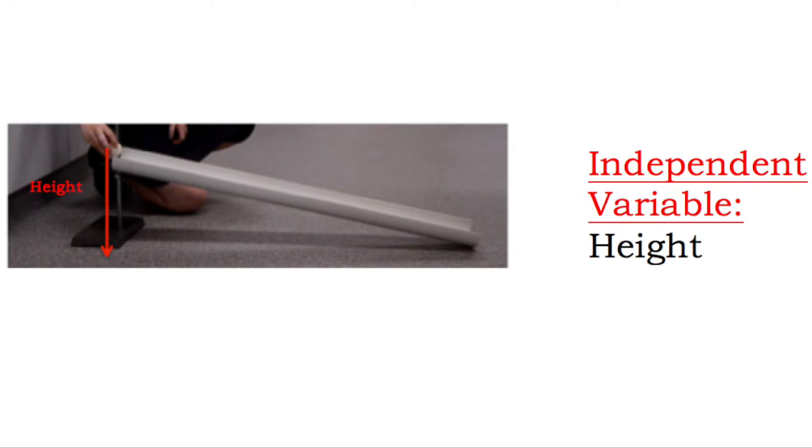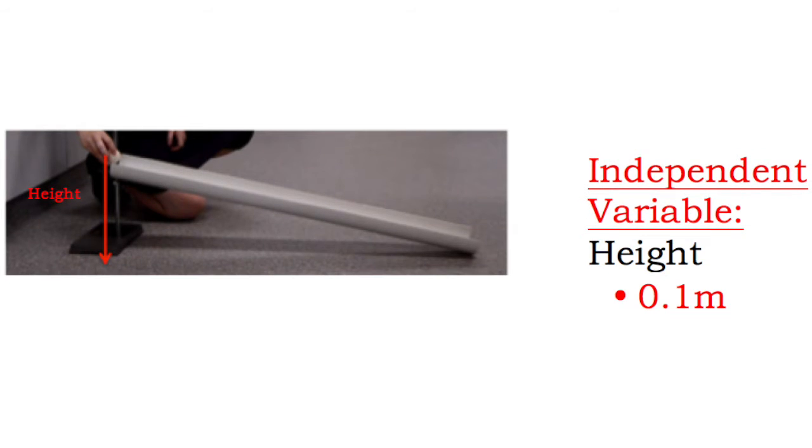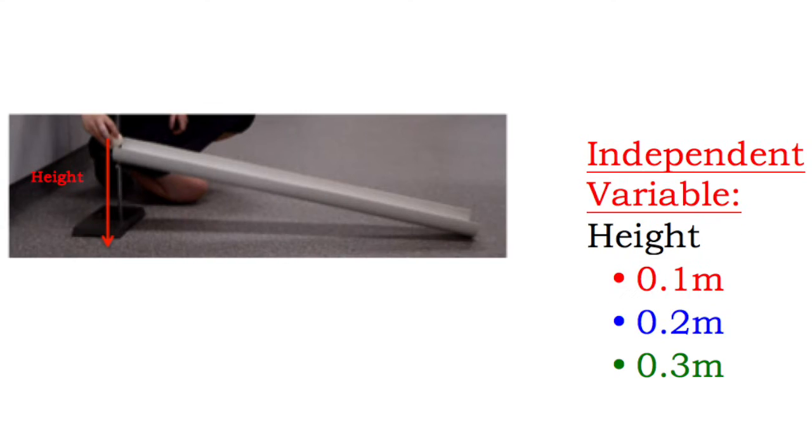To ensure validity, we identified the independent variable as the height of the pipe, as we changed it from 0.1 meters to 0.2 meters to 0.3 meters. This was because the aim of the experiment was to investigate the effect on time, the dependent variable, as the height of the pipe increases.